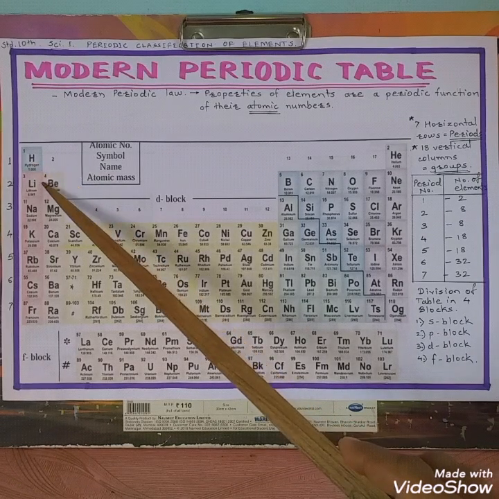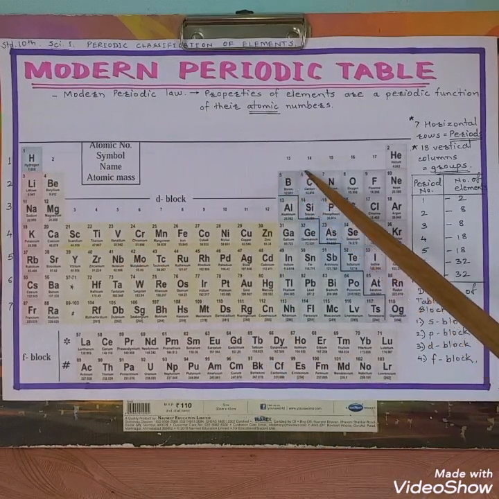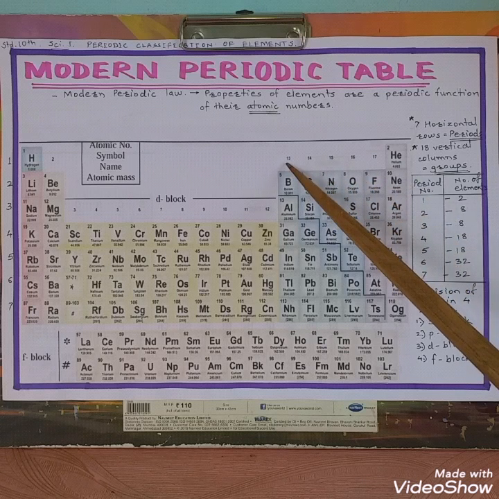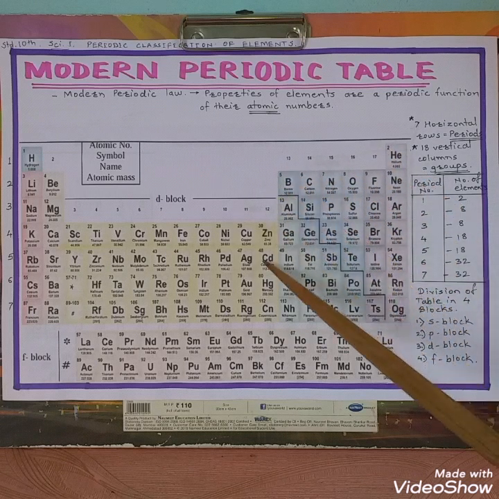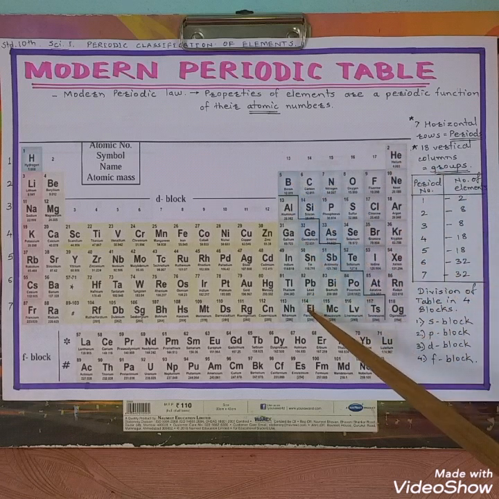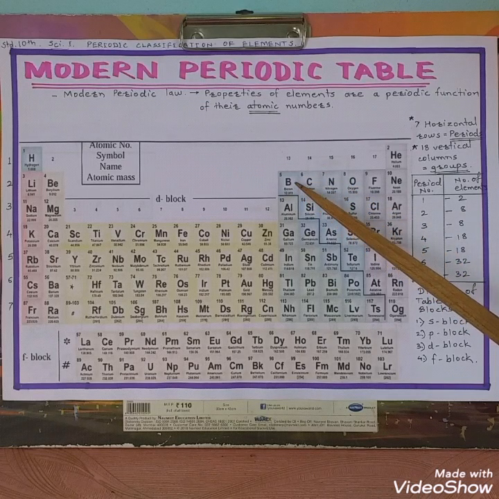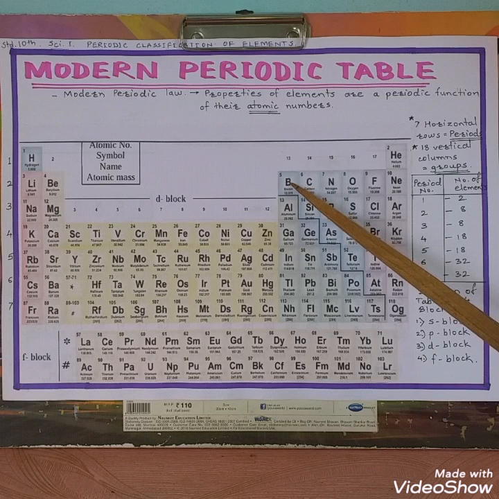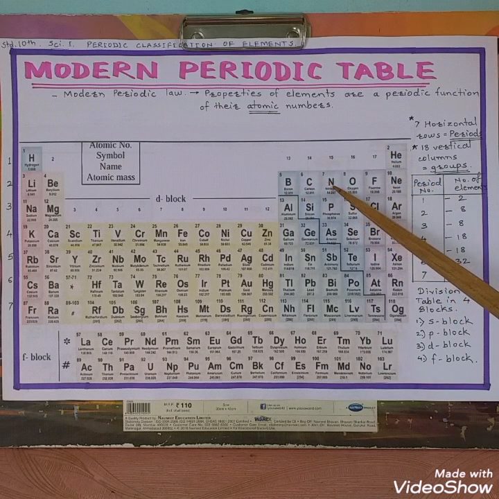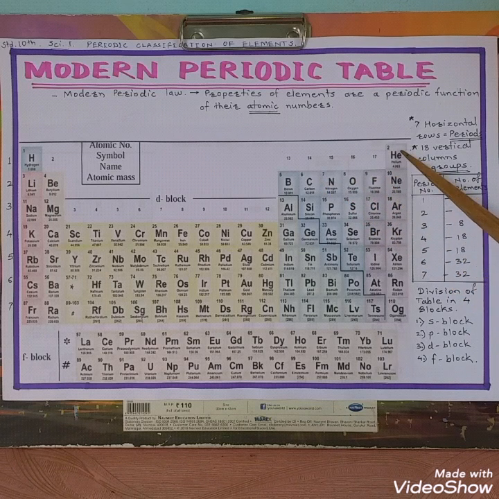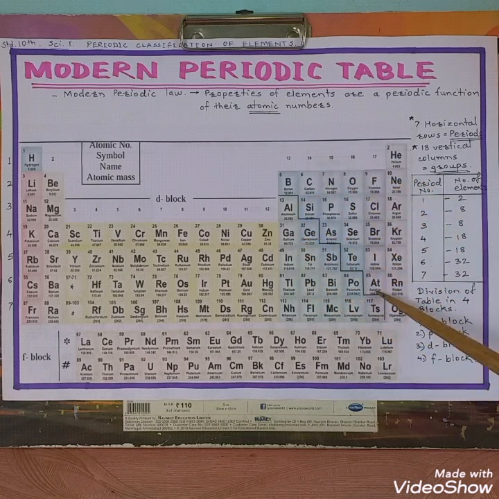Okay. Now here P block is starting from group number 13 to 18. Likewise, all these elements are in P block. In these elements, the number of electrons present in the outermost electron shell ranges between 3 to 8. Here 3, 4, 5, 6, 7, 8. Only the outermost electron shell is incompletely filled in all these elements.